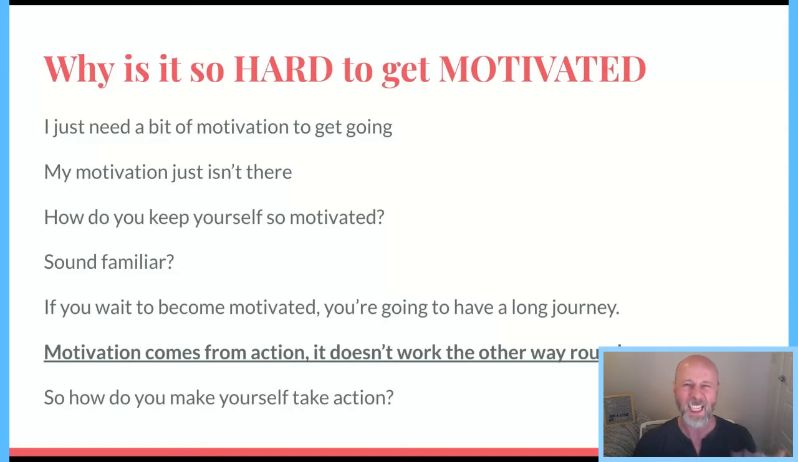So why is it so hard to get motivated? I hear you screaming quite a lot, actually, because people quite often say to me, I just need a bit of motivation to get going. And that's all they're waiting for. Once they've got the motivation, they're good to go. But then they just find that their motivation just isn't there. It's just lost. Their mojo has gone. Another question I get quite a lot is, how do you keep yourself motivated? How do you keep going to the gym? How do you keep eating healthy all the time?